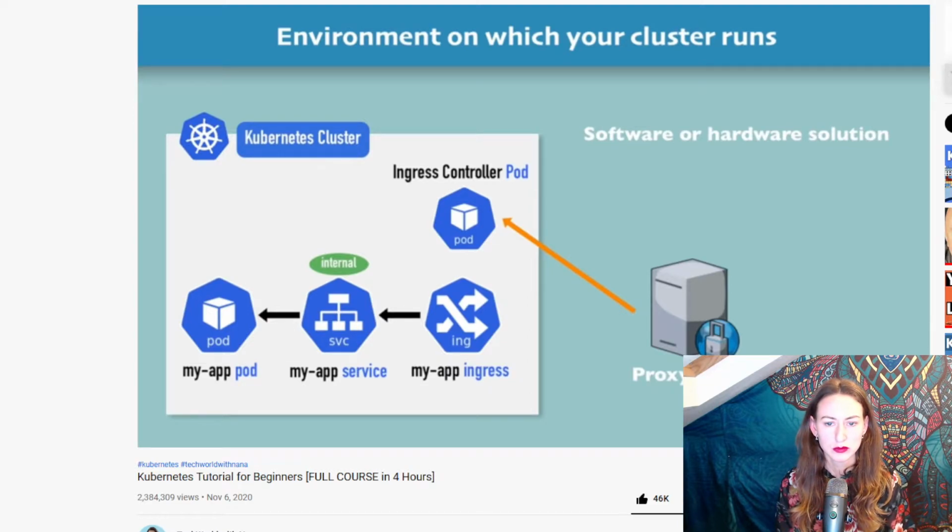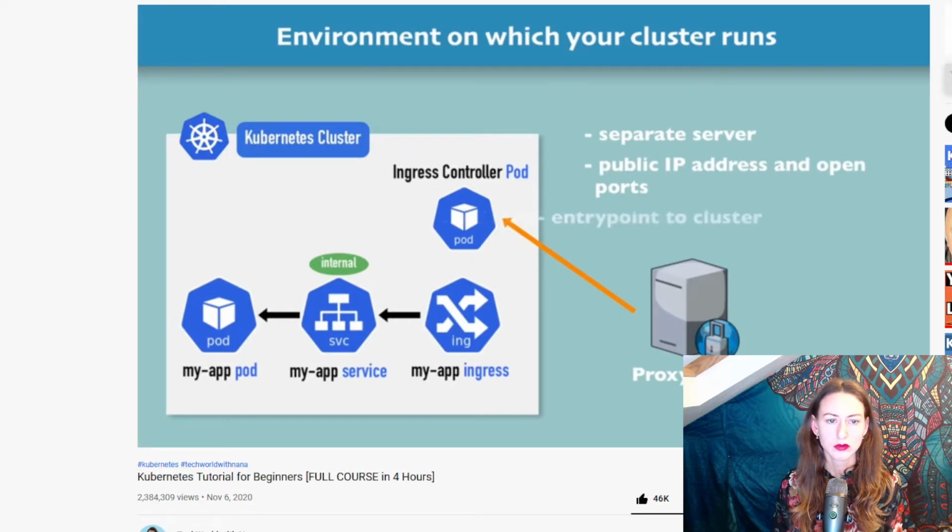So basically what this would mean is that you will have a separate server and you would give this a public IP address and you would open the ports in order for the requests to be accepted. And this proxy server then will act as an entry point to your cluster. So this will be the only one accessible externally.